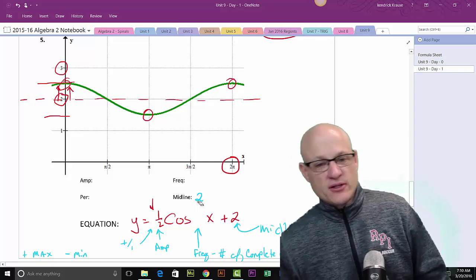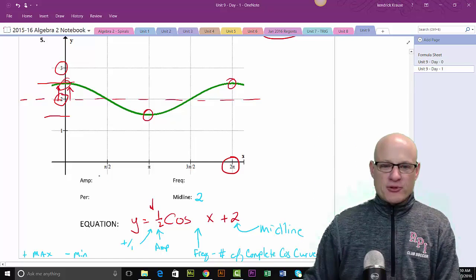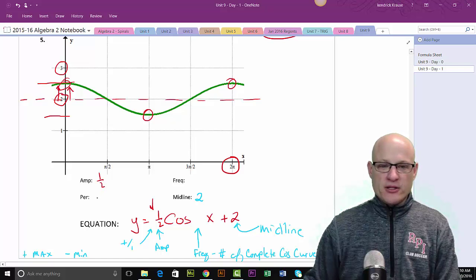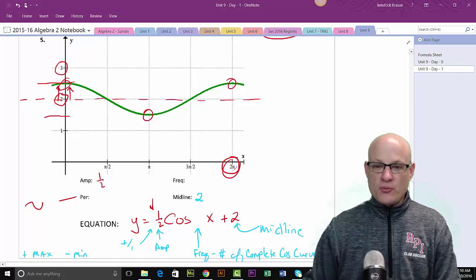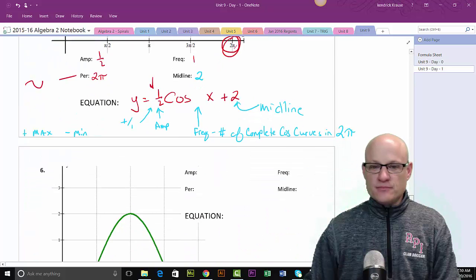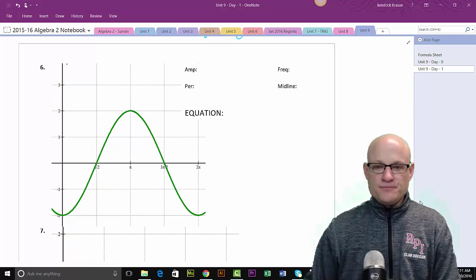Oh, I didn't fill all this stuff in. My amplitude is a half. My period, remember, is defined as the time or the distance it takes to finish one full curve. Well, it took 2 pi to finish one full curve. And my frequency is 1. All right, if you're feeling comfortable, pause it and try this one on your own. If not, stay with me.